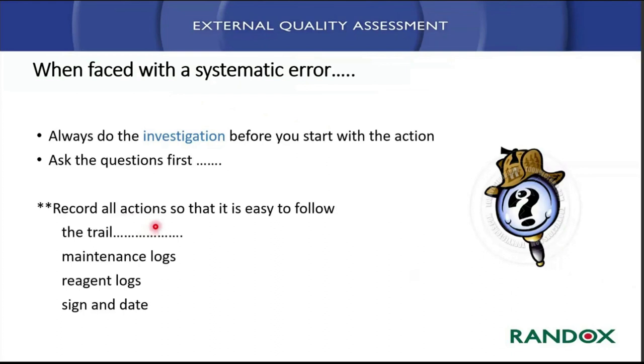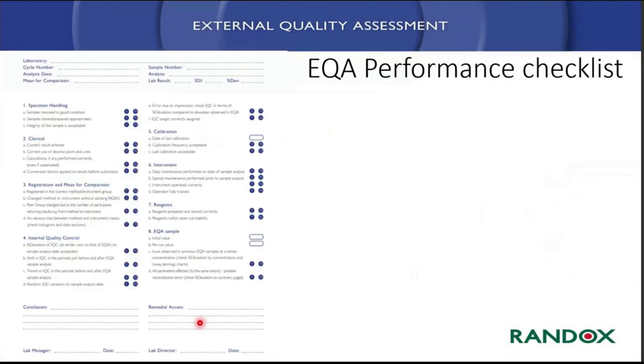Ensure that you record all the actions that you take, make sure that you can follow the trail. So all your maintenance logs, your reagent logs, make sure everything's signed and dated so that you can look for changes throughout the quality system. You may want to use something like this, an EQA performance checklist, which looks at various aspects from specimen handling, clerical aspects, all down to calibration, instrument reagents, EQA. If you have a problem, it's a simple list to go down to ensure that you've covered all the basic aspects. You write your conclusion, you put your remedial action and you sign it off to ensure that you have full traceability.